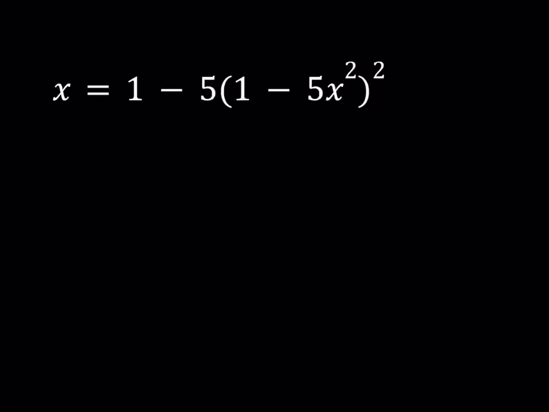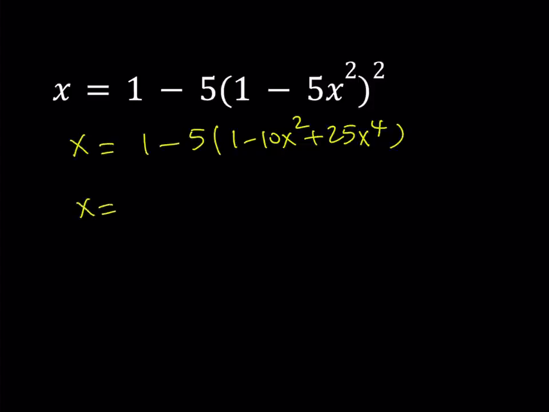Hello everyone. In this video we're going to be solving an interesting polynomial equation. If you expand this, you're going to get a quartic equation, obviously. For example, we could square (1 - 5x²) squared. That is going to give us 1 - 10x² + 25x⁴. And then we can multiply that by 5 and subtract the result from 1 and set it equal to x.